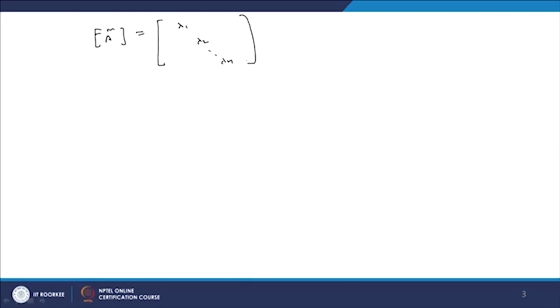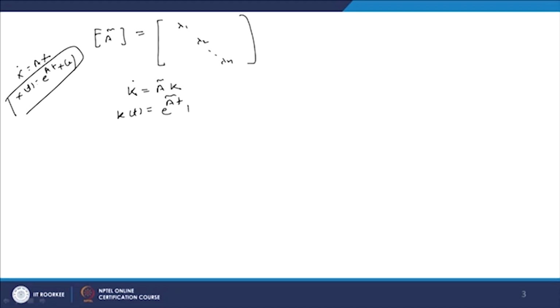And I am writing down this equation again, that is k dot equal to A bar into k. So, as I told, x dot equal to Ax, we are writing down x of t equal to e raised to At into x naught. Similarly, here also we can write down k of t equal to e raised to A bar t into k of 0.